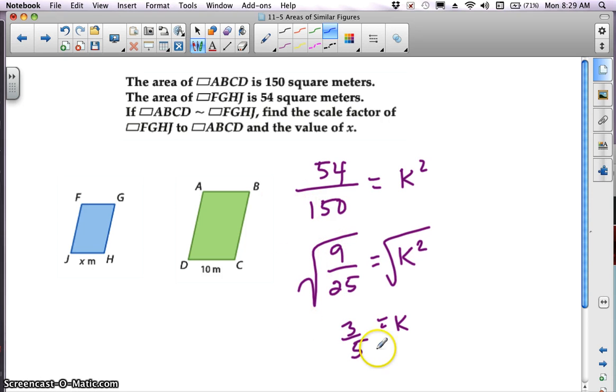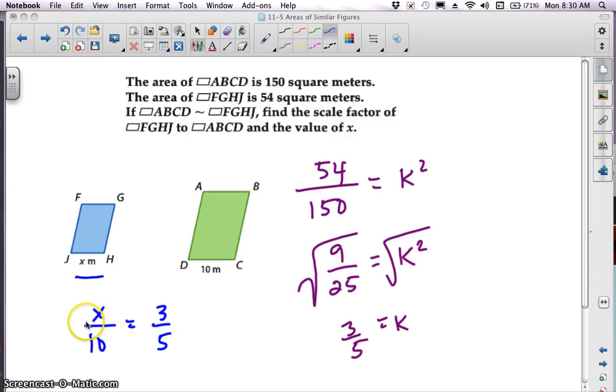So that was the first step. Now we're going to use that scale factor to find out what X is. You could take X over 10 equals 3/5. And again, if you use 150 over 54, that's fine, just make sure your scale factor is 5/3. So go ahead and pause the video, and see what you get for X. Let's see if we get the same thing.